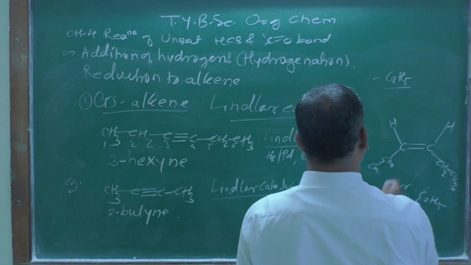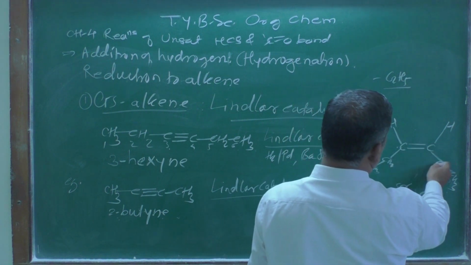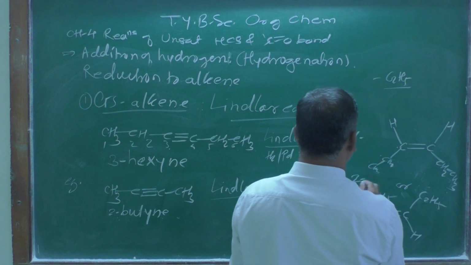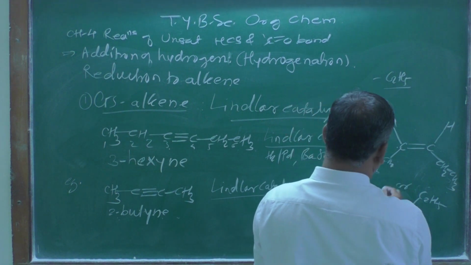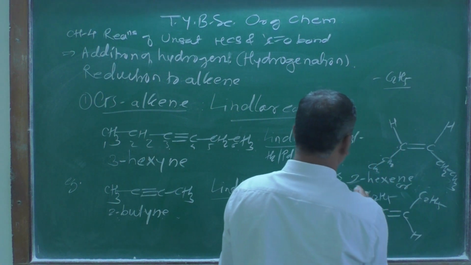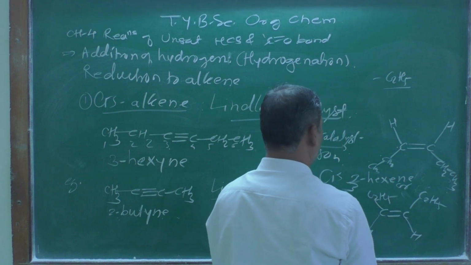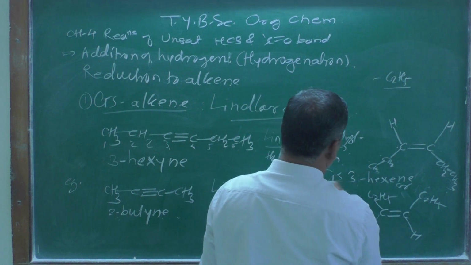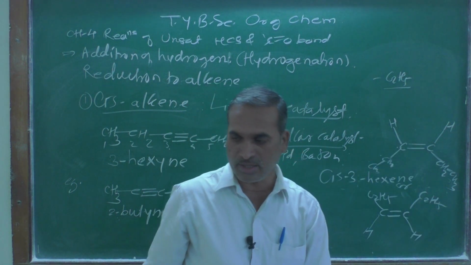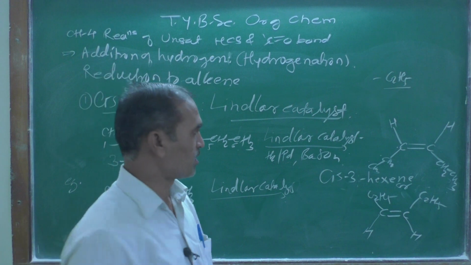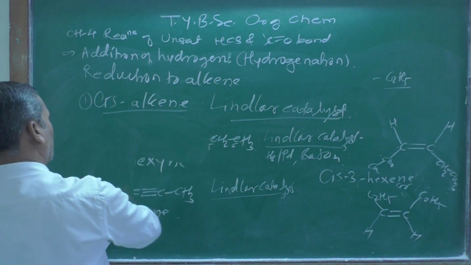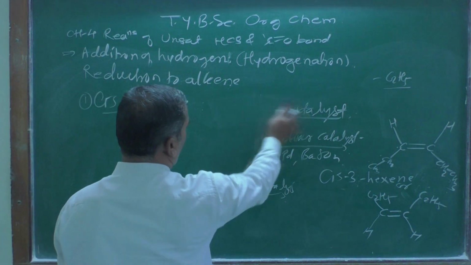What is the IUPAC name of this compound? 1, 2, 3, 4, 5 and 6. Therefore 2-hexene. Not 2, I think 3, because that double bond is at the 3 position, therefore it is 3-hexene. So that is the correct IUPAC name of this compound. So in this way, the reduction to the alkene is one more reaction we have seen.